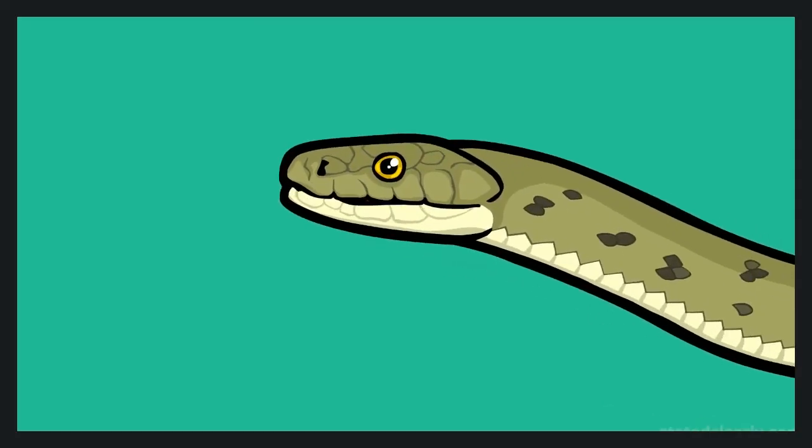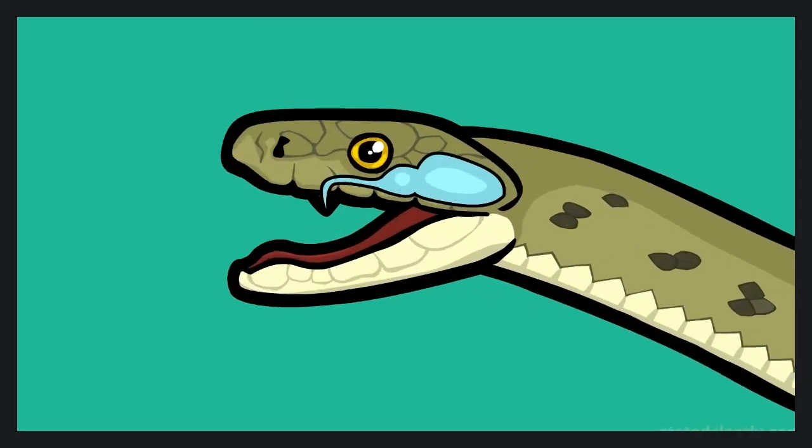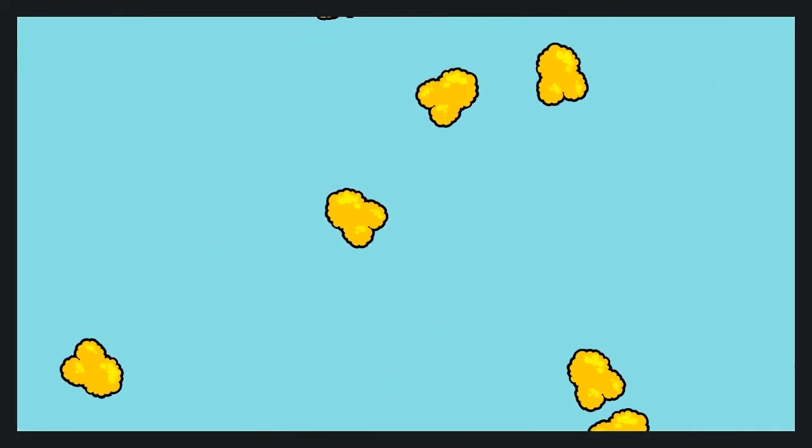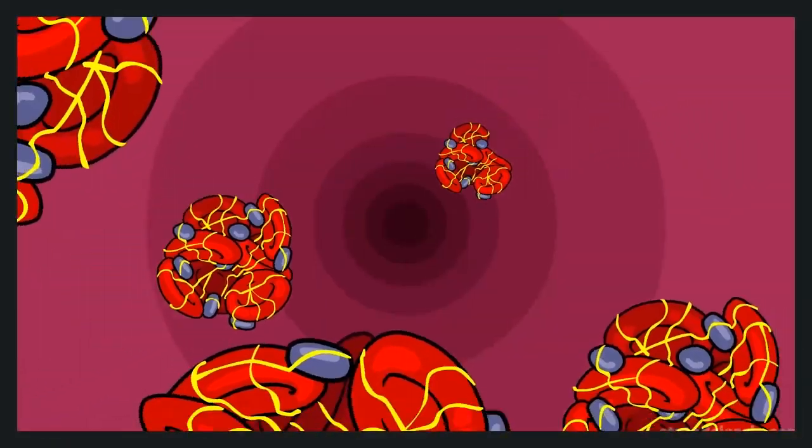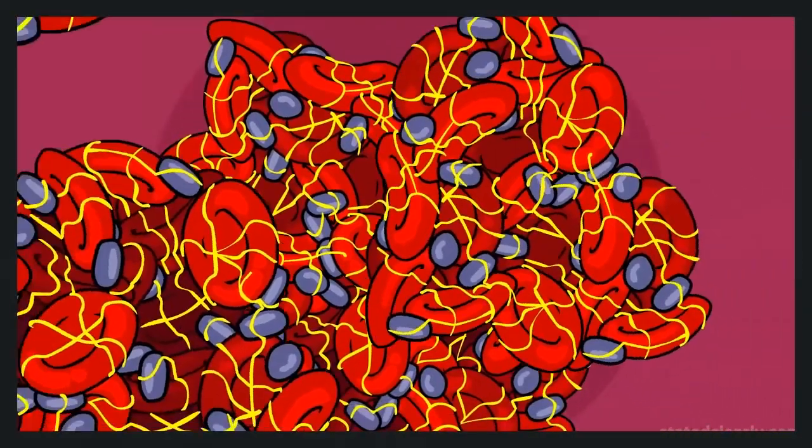The saliva of the Australian rough-scaled snake is loaded with pre-activated factor 10 proteins. If a snake bites an animal, injecting its saliva directly into the wound, rapid clotting occurs throughout the victim's body. The result is often death.